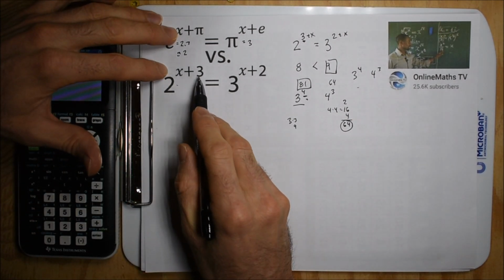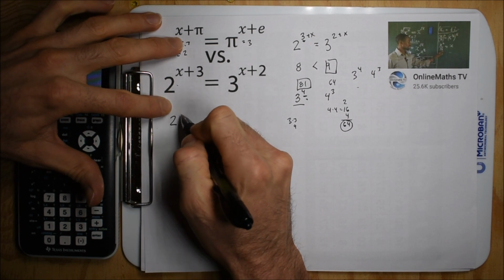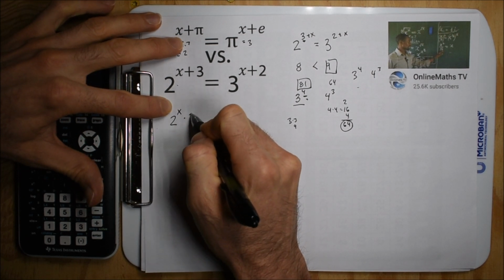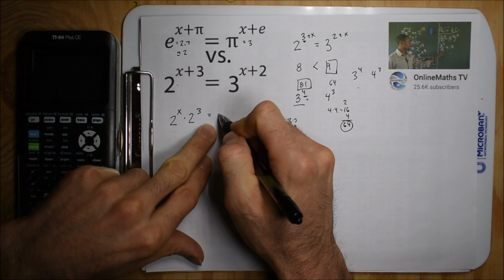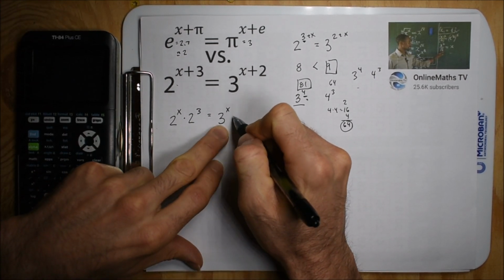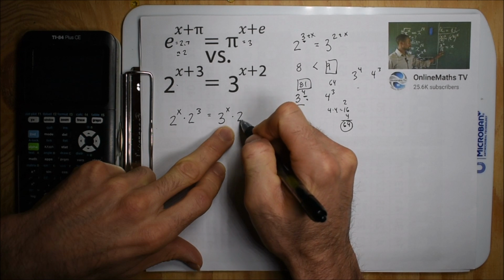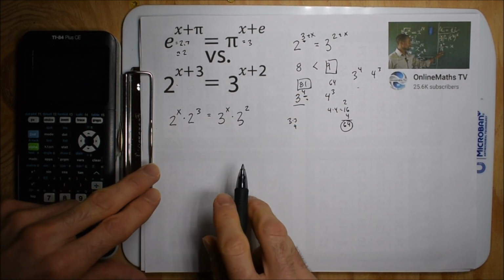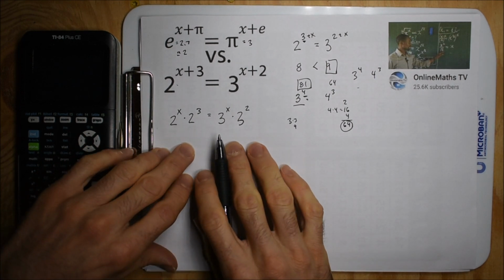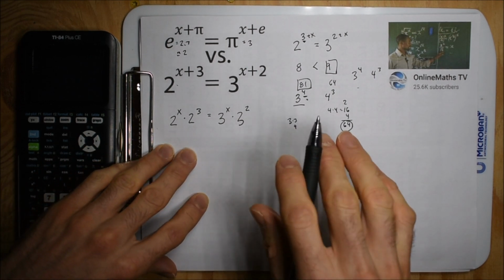2 to the x plus 3. He uses this trick. That's just 2 to the x times 2 to the 3. I didn't know that. And then we got 3 to the x times, whoa. See, I make mistakes all day long. Okay, once we got it to here, we can do whatever you want to do.